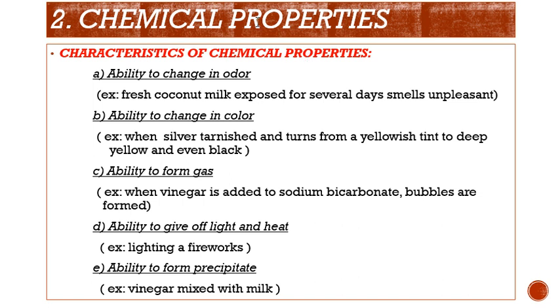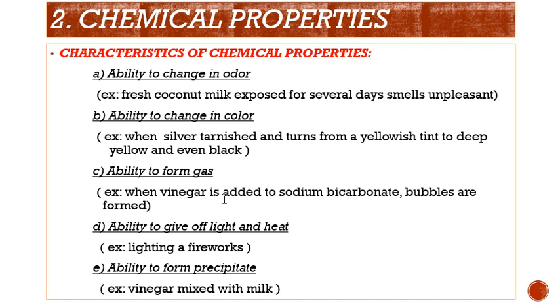Or with chemical properties, by the given characteristics, we can connect them with the changes of matter wherein they can undergo chemical reactions. The ability to change in odor, color, gas, give off light and heat, and then forming precipitate, those are processes that undergo chemical reactions.